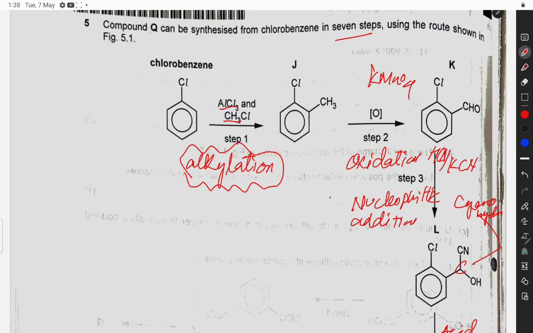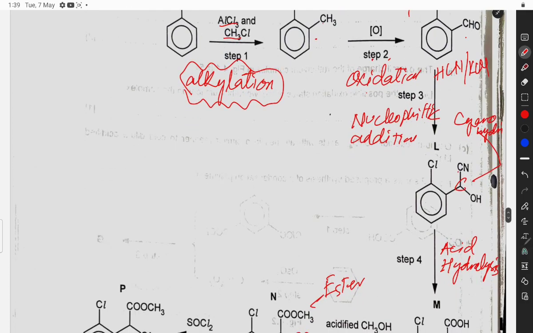because alkyl is formed. Now oxygen, step 2, oxidize this compound to form CHO, an oxidation to form this compound. Then we have CHO, and we know that HCN and KCN give nucleophilic addition, and when carbonyl reacts with CN and OH, this is known as cyanohydrin. This name is known as cyanohydrin.